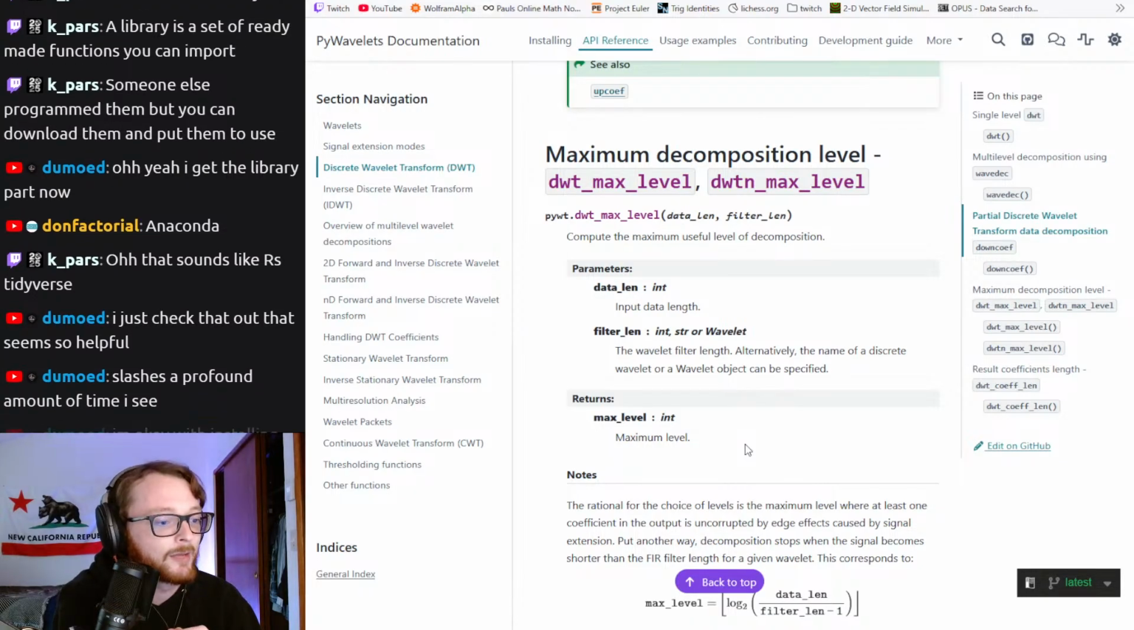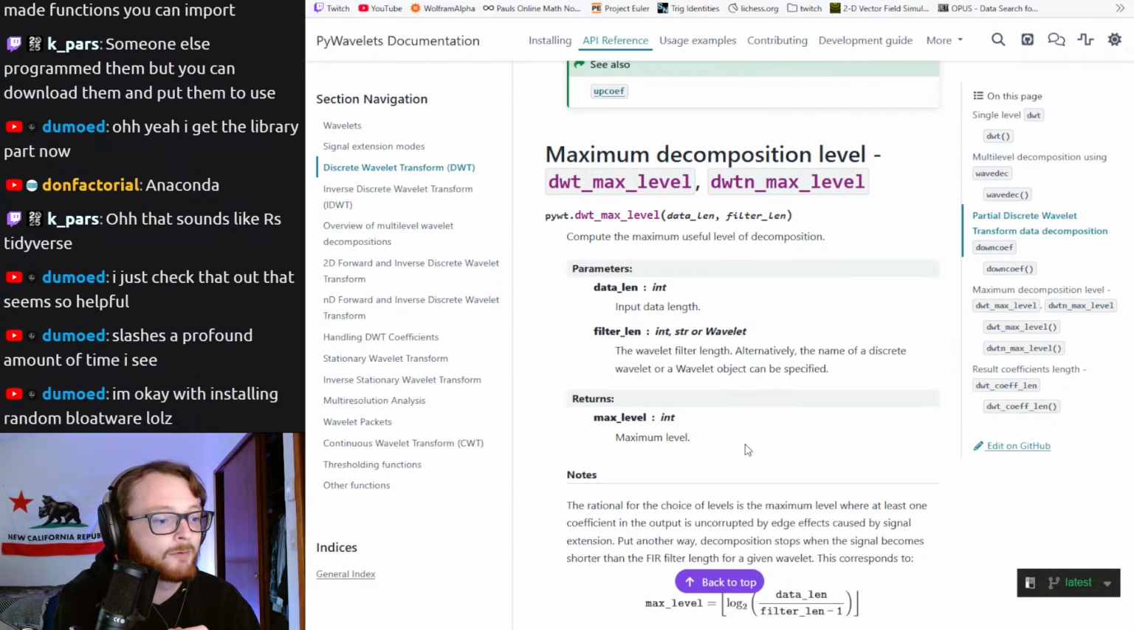Yeah, exactly. With R's tidyverse, maybe. I'm not too familiar with R. Okay, through installing random bloatware. Okay, good. I am too, evidently.